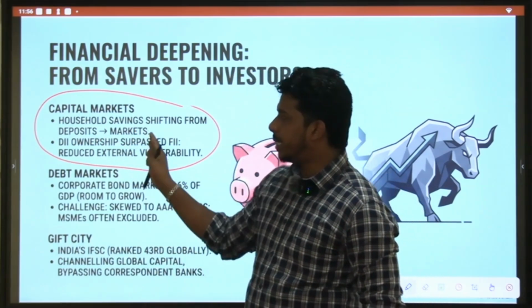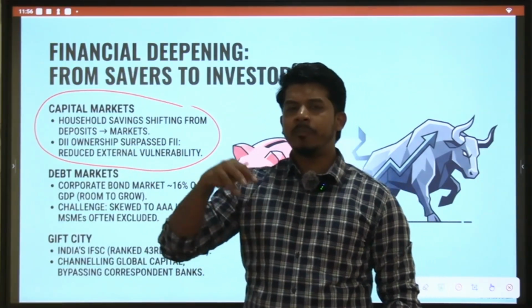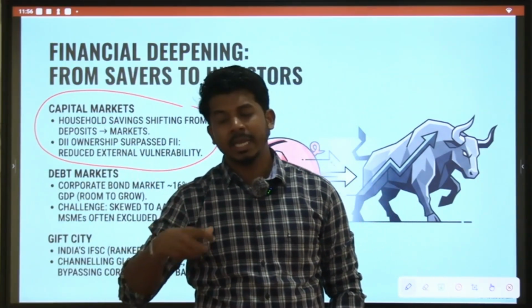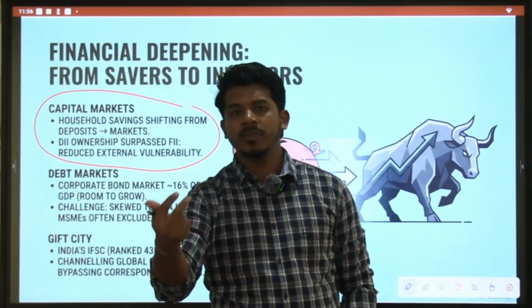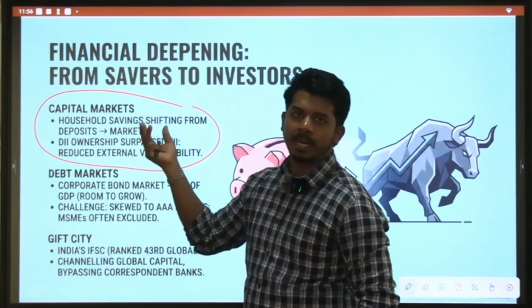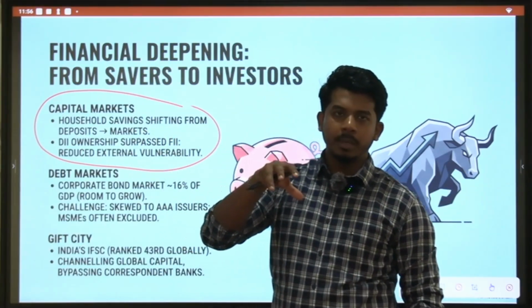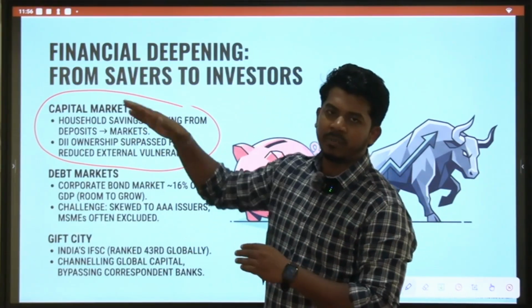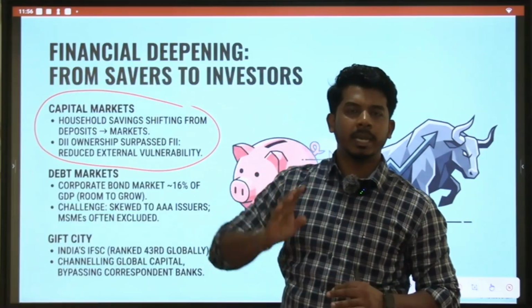How is this changing? Households which previously preferred savings like bank deposits, post office accounts, buying gold, etc., now prefer capital markets. They want ownership, because with ownership, if the company is performing well, you will also get an extra amount.